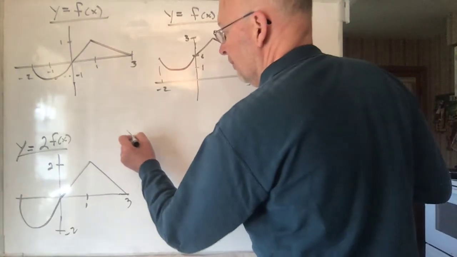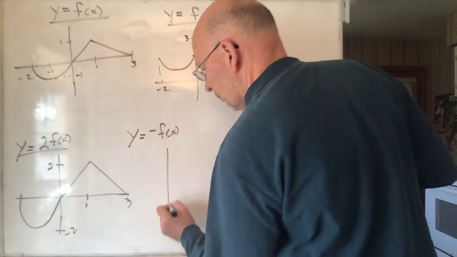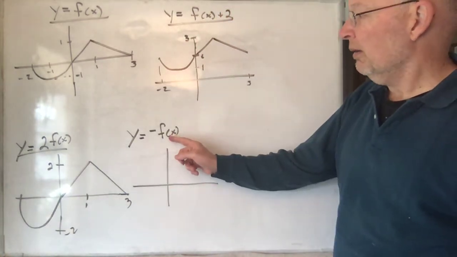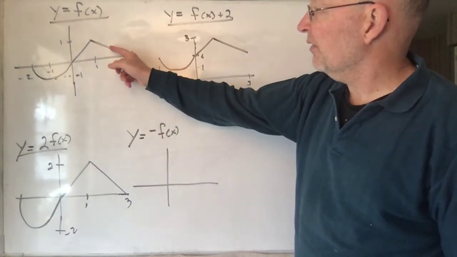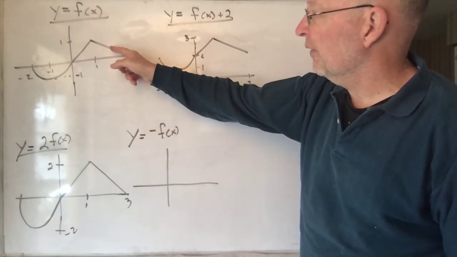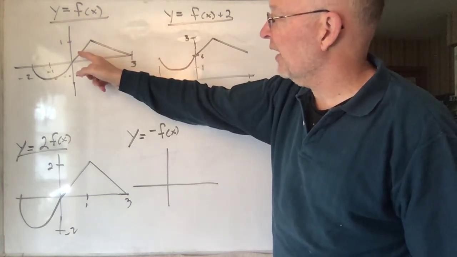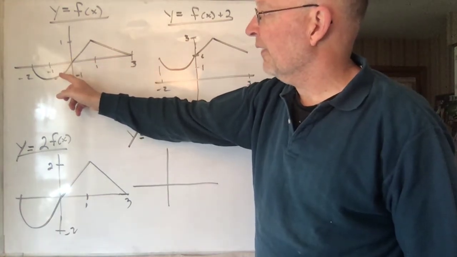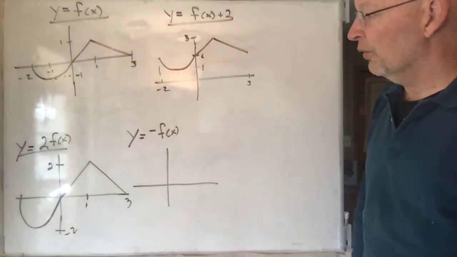How about this one? What does that do? Well, think it through. For any value of x, here's f of x. That's f of x, but I want my y to be the negative of that. So what's the negative of this height, of this value? It's down here. Here's the value of x. There's f of x. I want the negative of that. So it's going to be down here. Here's the value of x. There's f of x right there. I want the negative of that. The negative of a negative number is a positive number. So it's going to be up there.